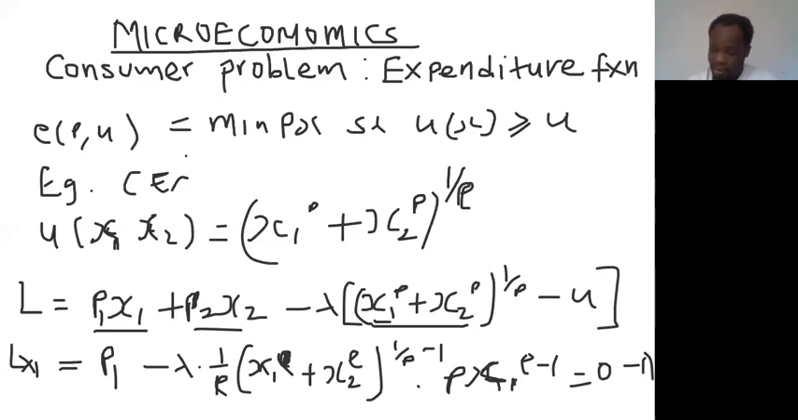Now the second one is to differentiate with respect to x2. When I differentiate with respect to x2, I likewise have p2 minus lambda into bracket 1/φ into bracket (x1^φ + x2^φ) all raised to 1/φ minus 1, multiplied by φ x2^(φ-1), since I'm differentiating the inner expression with respect to x2, equals 0. So this becomes equation 2.